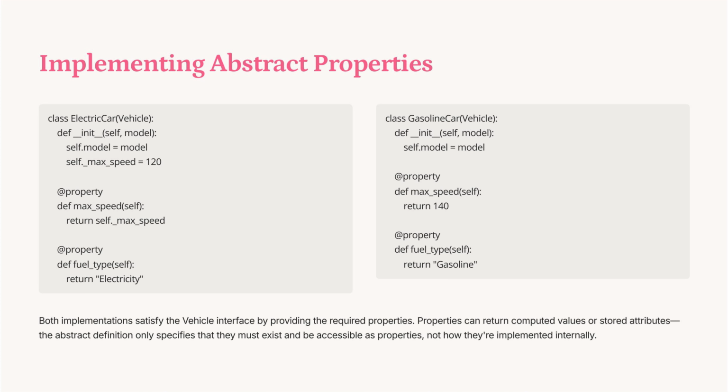ElectricCar and GasolineCar classes implement the Vehicle interface by defining max speed and fuel type properties. ElectricCar returns a stored attribute for max speed and a fixed value for fuel type, while GasolineCar provides similar implementations. This flexibility allows subclasses to meet interface requirements while customizing internal logic.